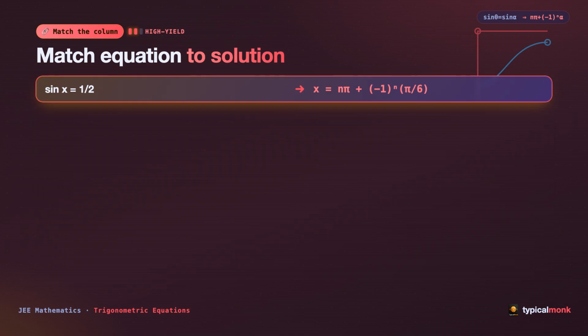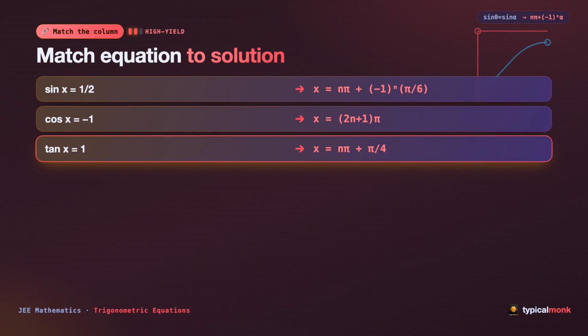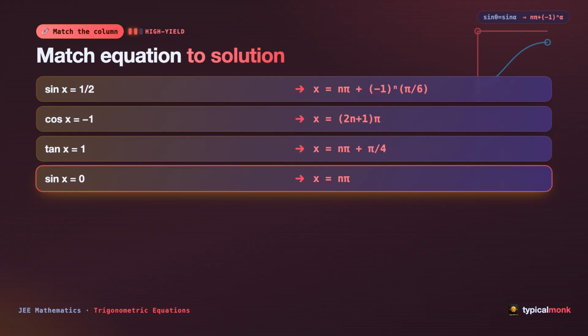A quick match now. Say each answer aloud before I reveal it. Sin x equals 1/2. The general solution is x equals n pi plus minus 1 raised to the n times pi over 6. Cosine x equals minus 1. The general solution is x equals 2n plus 1 times pi, the odd multiples of pi. Tangent x equals 1. The general solution is x equals n pi plus pi over 4. And sin x equals 0. The general solution is simply x equals n pi.